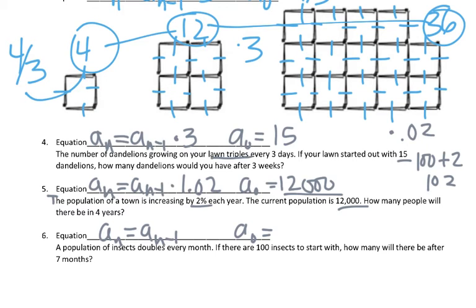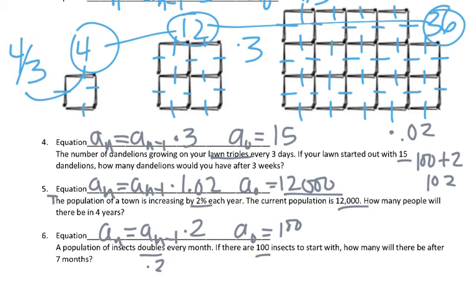Okay. Number 6, a population of insects doubles every month. If there are 100 insects to start with, how many will there be after 7 months? Okay. So, if we look at number 6, doubling means times by 2. There's our constant ratio. And we start with 100. Okay, they double every month. And there's our formula. If we really wanted to, we could go 100, double it.